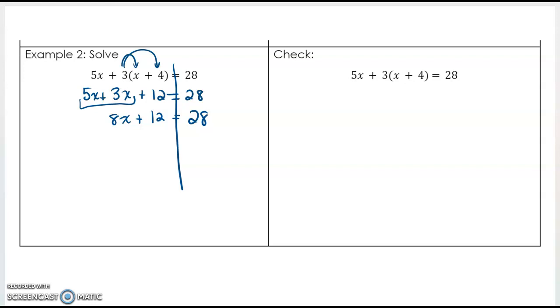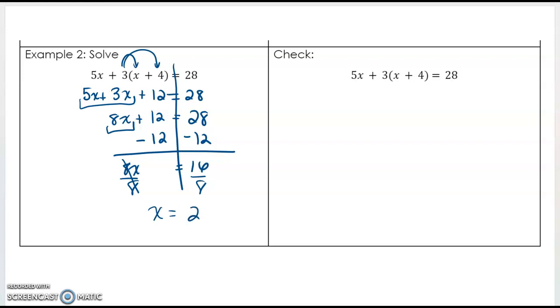So I'm ready to move on to looking at variables and constants on opposite sides. There's only one term that has an x in it, so I can just leave him alone, but I want to move the 12 over with the 28 by doing the opposite. I'm going to subtract instead of add. So I get 8x equals 16. Now I'm ready for step 3, isolate the variable using either division or multiplication. In this case, I'm going to divide because 8 times x, the opposite of that would be dividing both sides by 8. So x becomes 2.